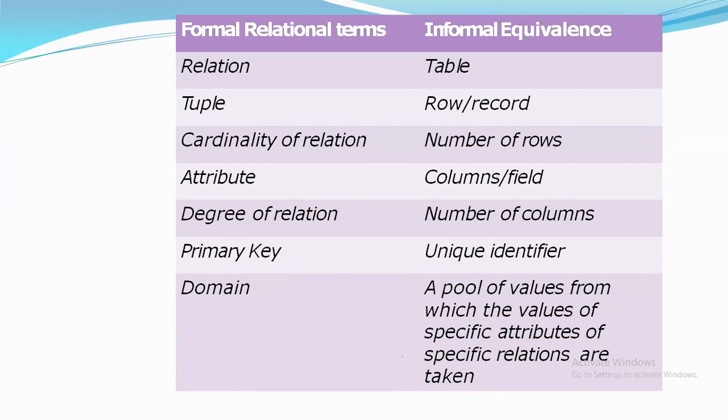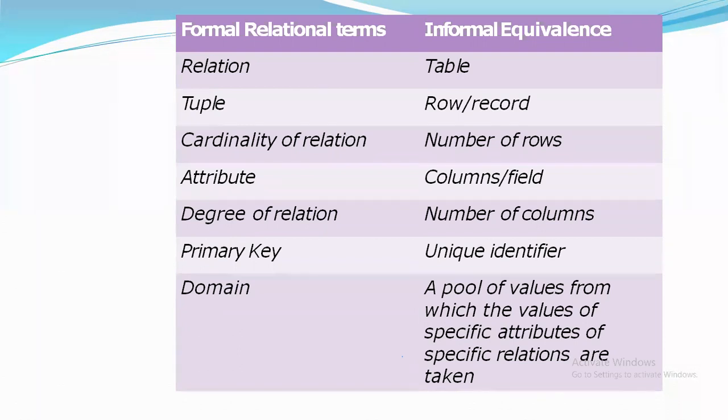Primary key, an attribute which is unique but not null. An attribute which is unique, that attribute we call a primary key. Similarly, domain, a pool of values. The total pool of values is called a domain. It is a pool of values for a specific attribute of a specific relation. So these are the technical terms that are used in the relational model.